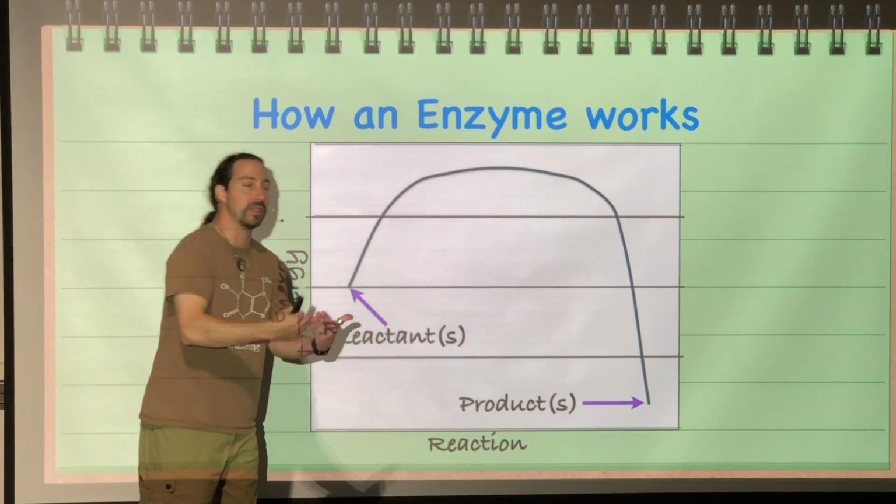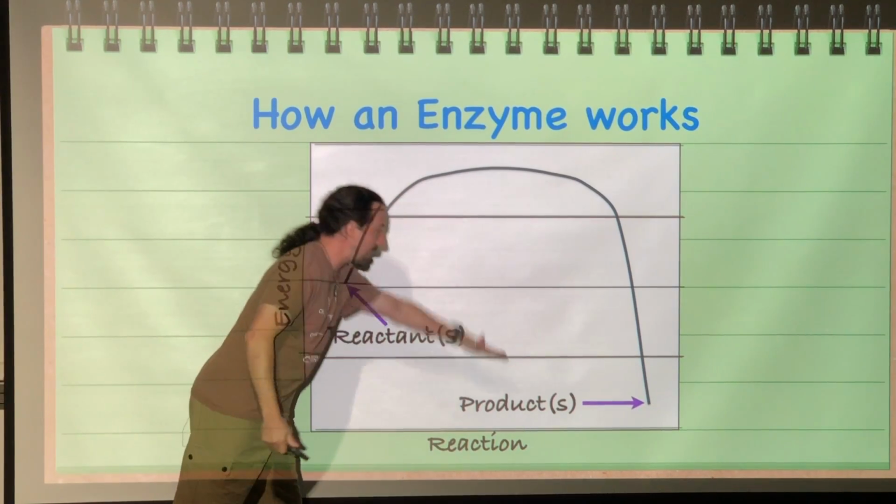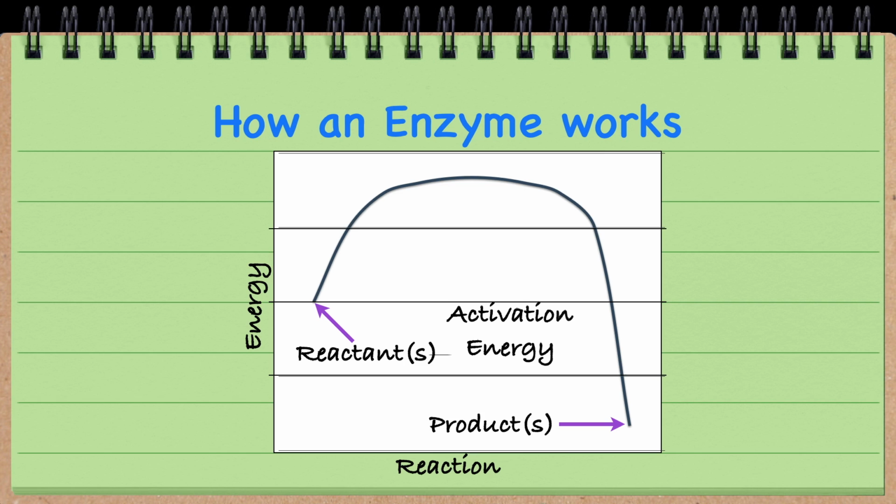Something needs to happen to give the reactants a little bit of energy so that they can fully become the product. That difference from our reactants to the amount of energy that they require to become the products is called the activation energy, or the energy of activation. If the activation energy is not supplied, the reaction doesn't happen.